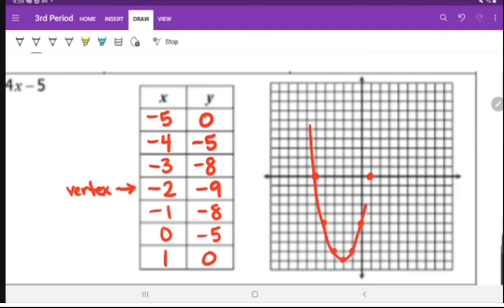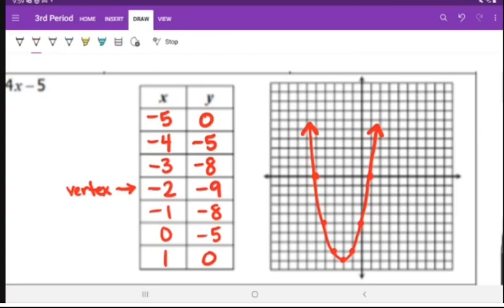And once you have enough points drawn that you can get a pretty good image of a parabola, connect those points with a curved line, a U shape. And there we go. We have our table.